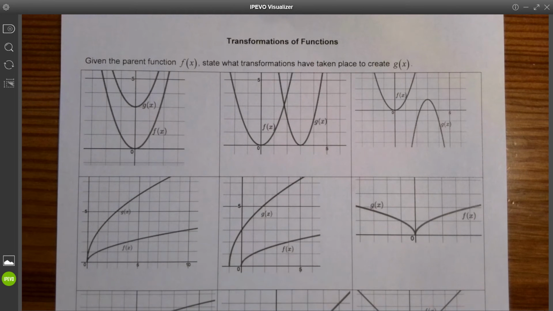Okay, and we're just going to use some vocabulary like horizontal shift, vertical shift, stretch, shrink, things like that. Reflection around an axis, stuff along those lines. And we'll just kind of see what happens.